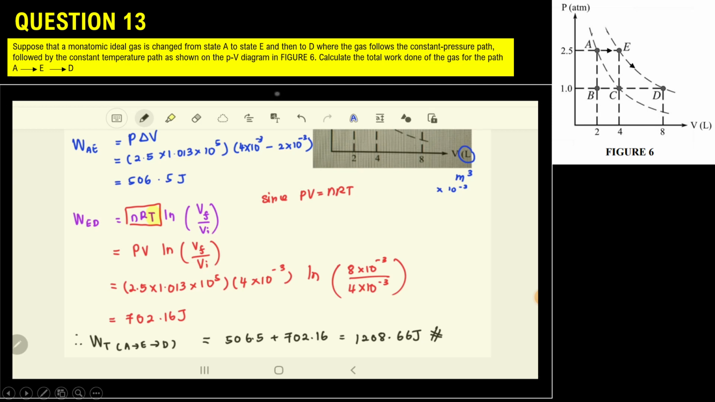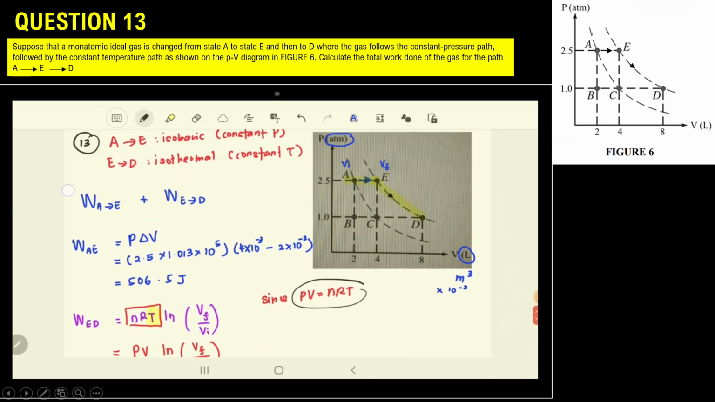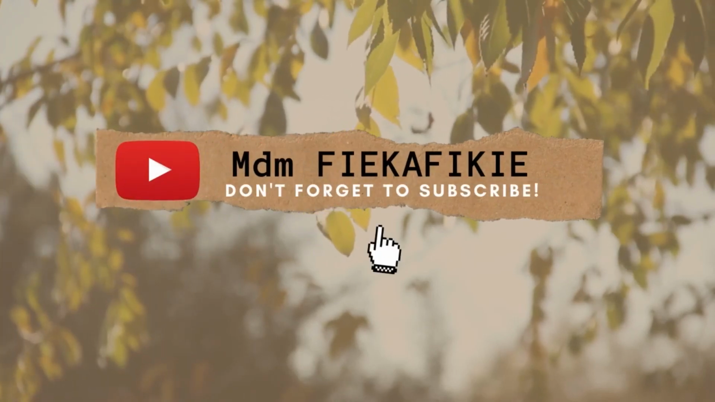Alright. If you don't want to use PV equal to nRT in this way, you can find the temperature first. How do we find the temperature? Look here. You can find the temperature at point E by using PV is equal to nRT. P is given, V is given, n is given, R is known. Then you can find what T is. You can try. See you in the next session.